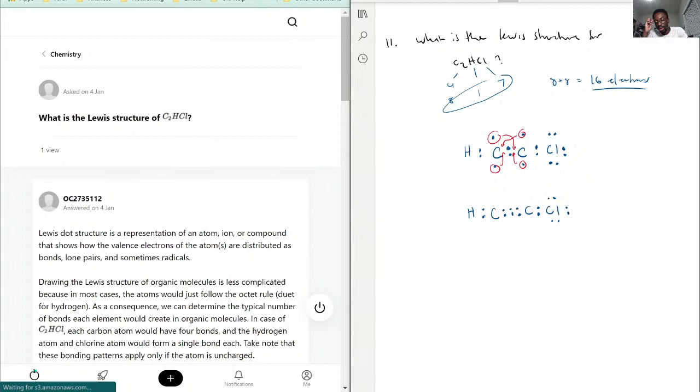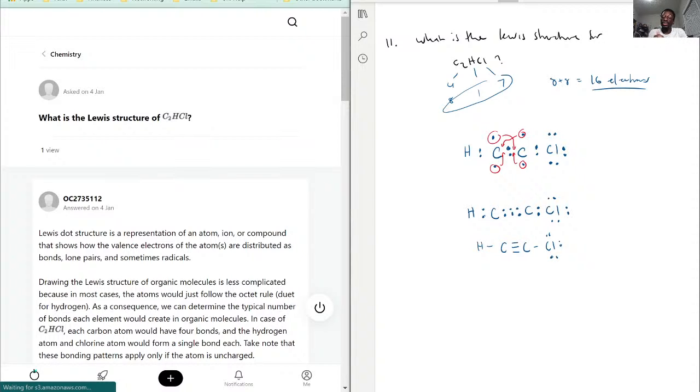So this is what we're dealing with for the Lewis structure. And if you want to draw it in bond form, it would look like that. That is what the Lewis structure would look like there.